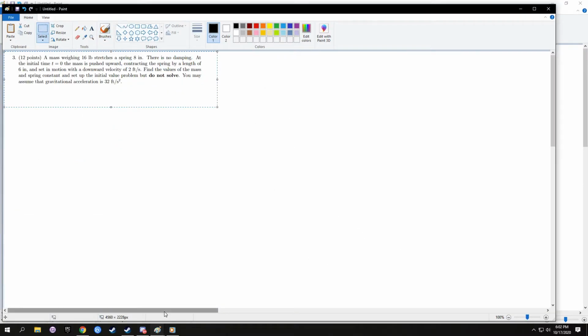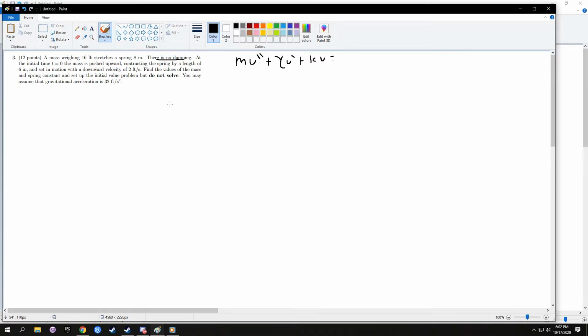Okay, this question. This is a mass spring system, so we know we have to model this using a differential equation. So the general differential equation would be the mass times y double prime, plus your gamma, which is your damping constant, times y prime, plus the spring constant times y. Since we say there is no damping, this is 0, and we say there is no force, I believe. Yeah, no force.